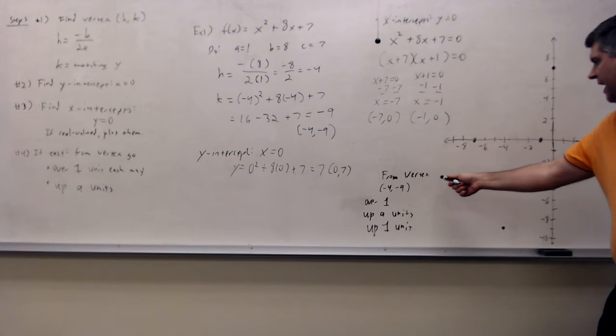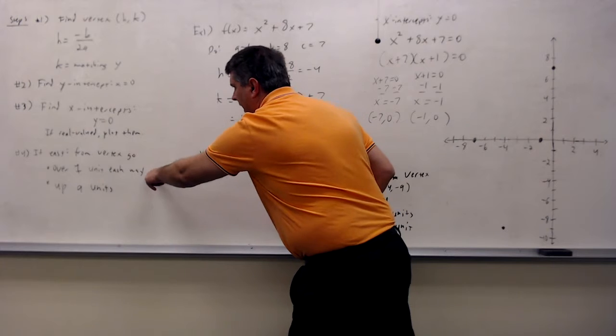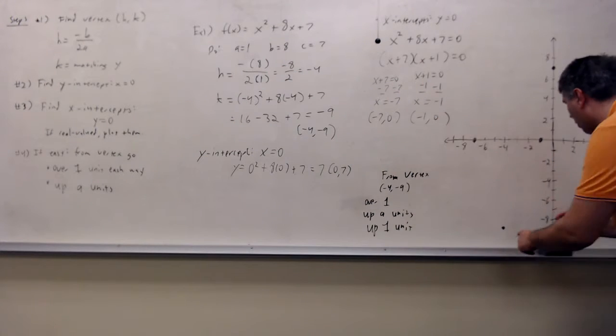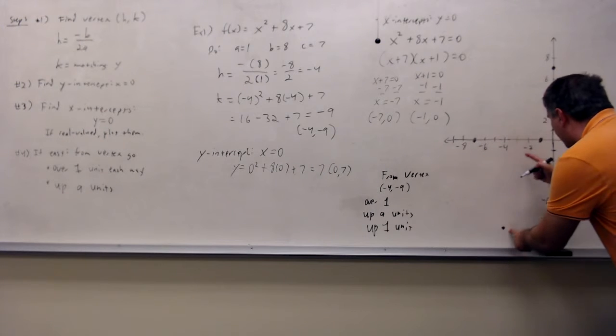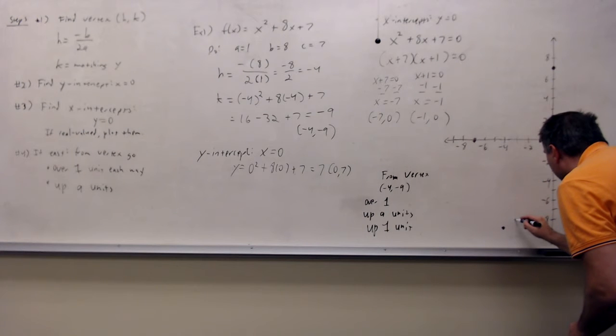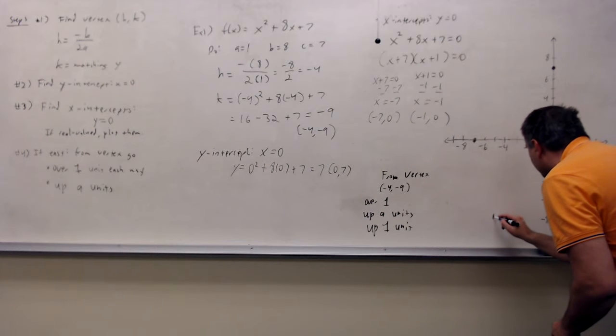Now, from the vertex, negative 4, negative 9, I'm going to go over 1 each way and up a units. Well, a is 1, so I'm going to go over 1 and up 1. So over 1, up 1.